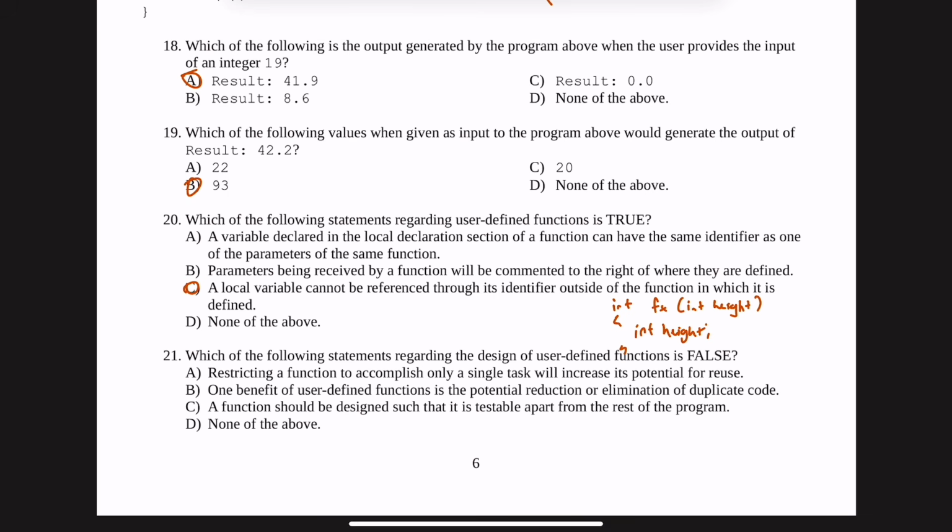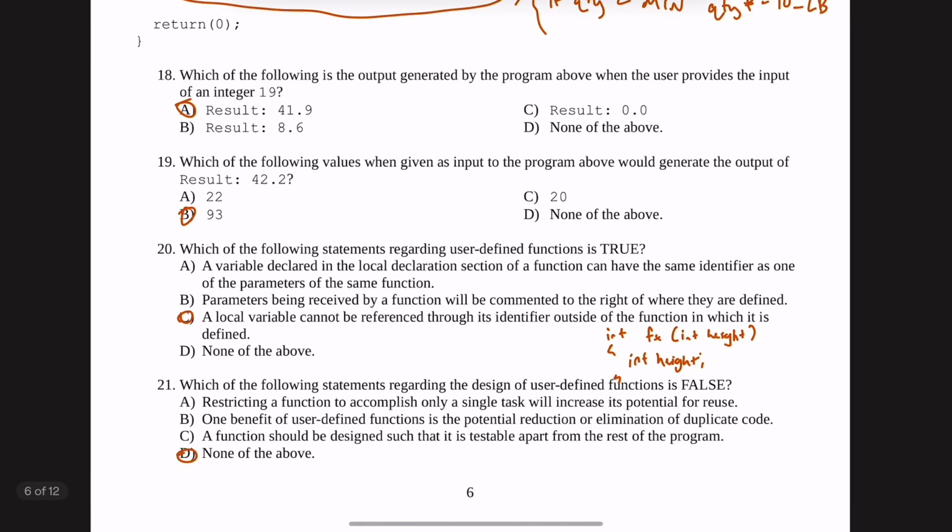So your input function doesn't require an output function or a calculation function to test. Because it's one single task, you just verify that it changed the value with a print statement. So therefore, the answer is D, none of the above. All A, B, and C are true.